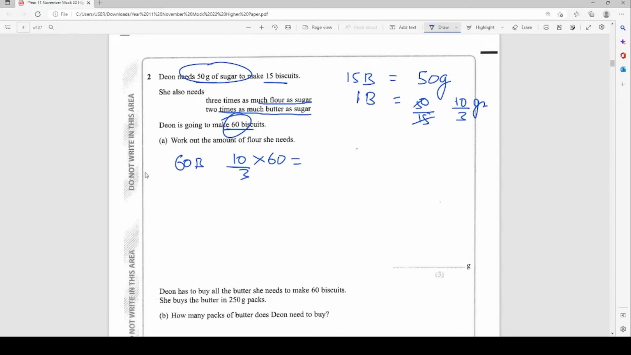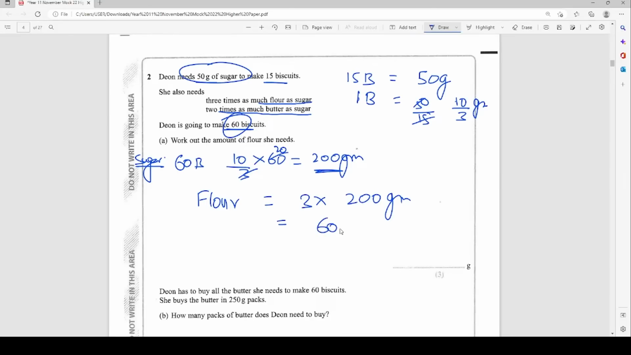This is the amount of sugar, by the way. So we are talking about sugar first. If we do it, we will need 200 grams of sugar. She also needs 3 times as much flour as sugar. So if she requires 200 grams of sugar, in order to calculate the flour, the amount of flour is going to be 3 times the amount of sugar. So that's going to be 3 times 200 grams.